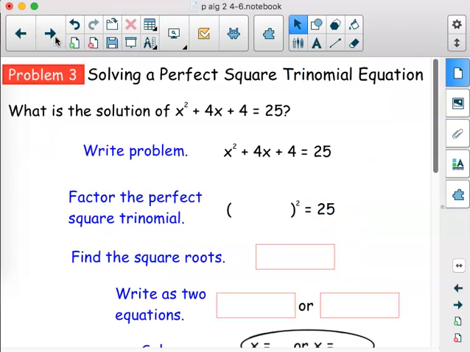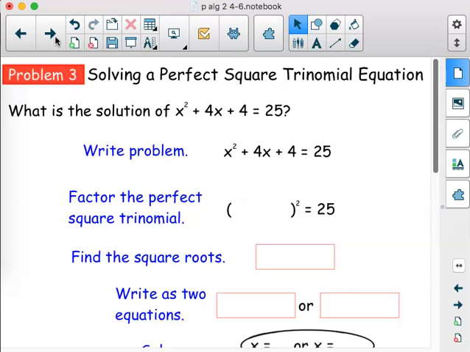That's where we'll use completing the square as a process. So this says we're going to solve a perfect square trinomial equation. And it asks, what is the solution of x squared plus 4x plus 4 equals 25? Now, if this had been a factoring problem, we would subtract the 25 and then we'd try to factor it. But that's not what this section is about.